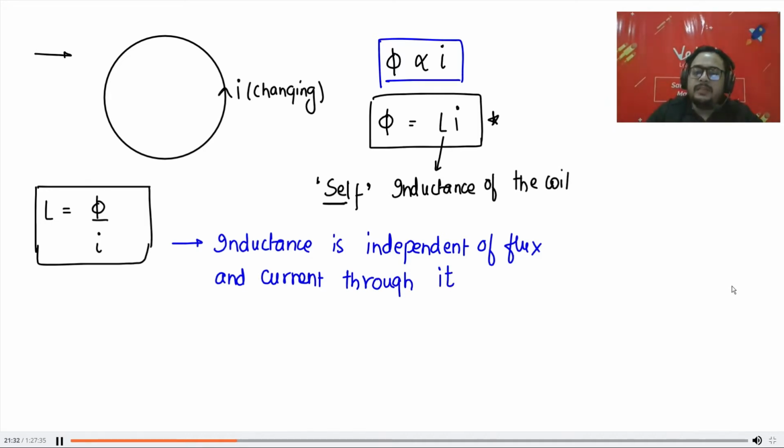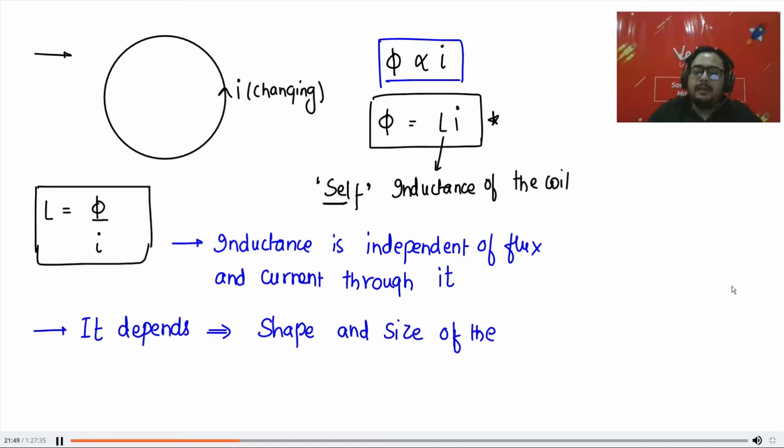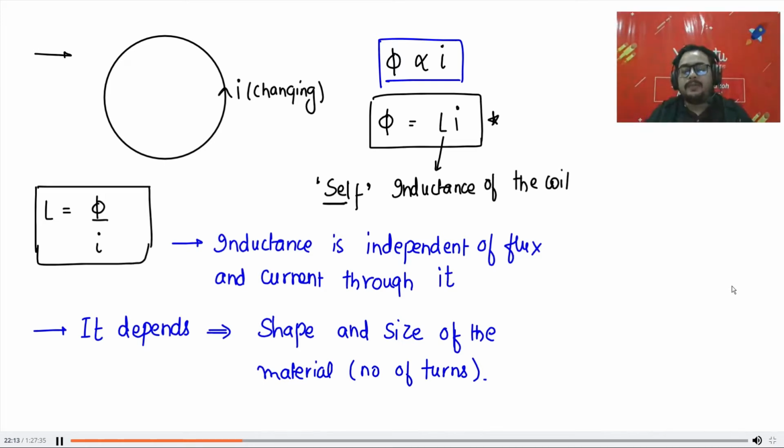So on what factors does it depend? It depends on the shape and size of the material, and also things like the number of turns, and so on. The more the number of turns, the more the flux, the more the inductance. Please remember that. Yes, Yuvraj, same as capacitance.